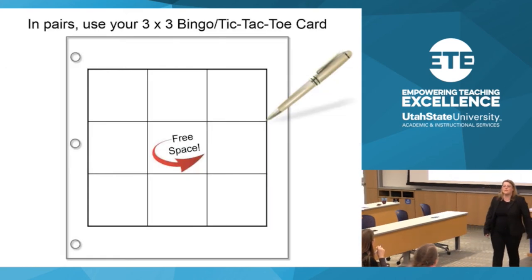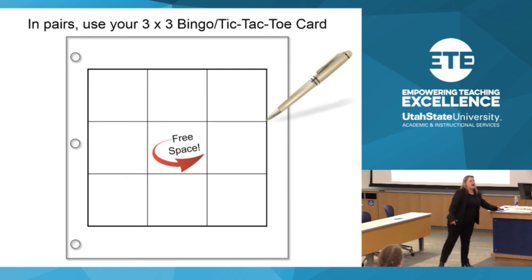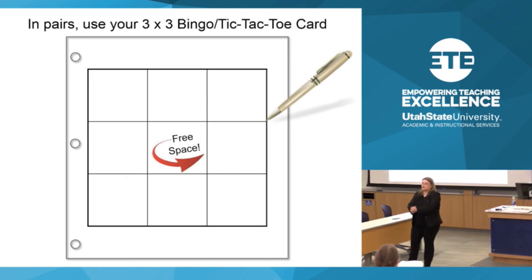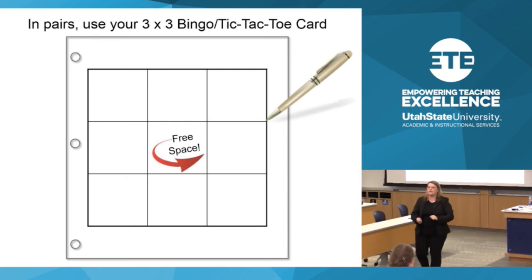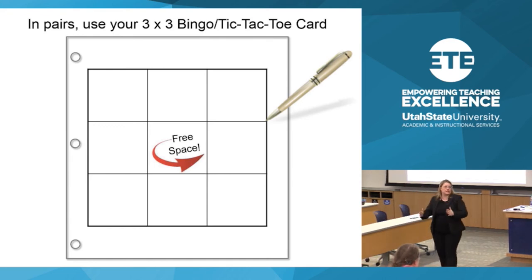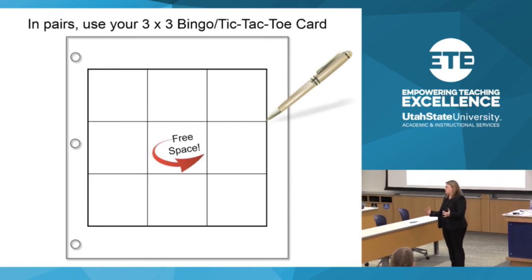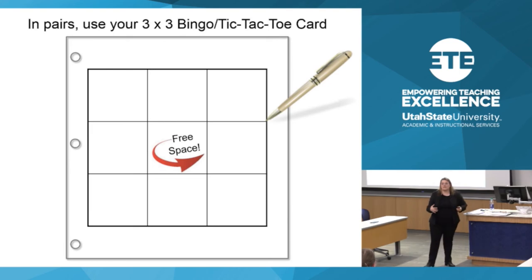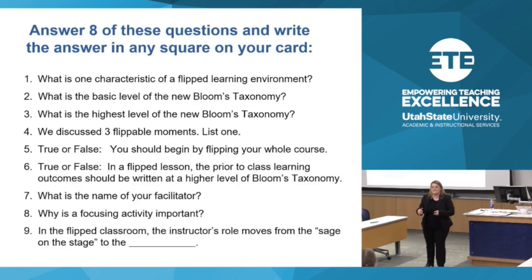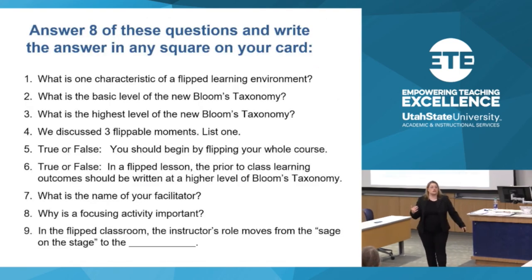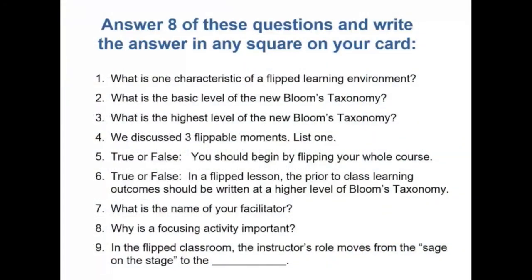We're going to finish this up with an activity. This is my closing activity. What I'd like you to do is look in your packet, flip it over, and you should see a little pink bingo card. It looks like this little tic-tac-toe grid. This is my assessment game to see how we did. I'm going to give you these questions. There's nine questions here. I want you to answer any eight of these nine questions.